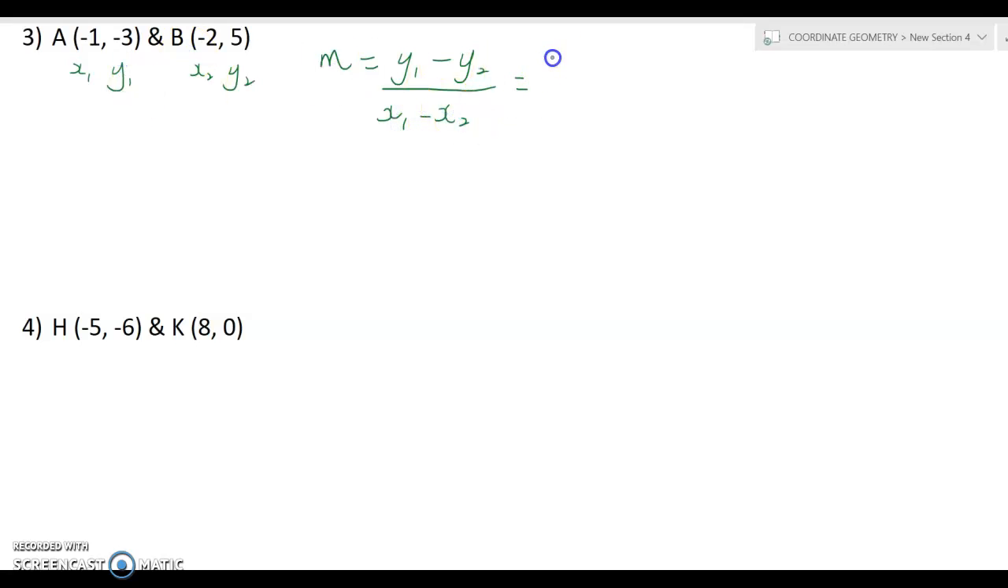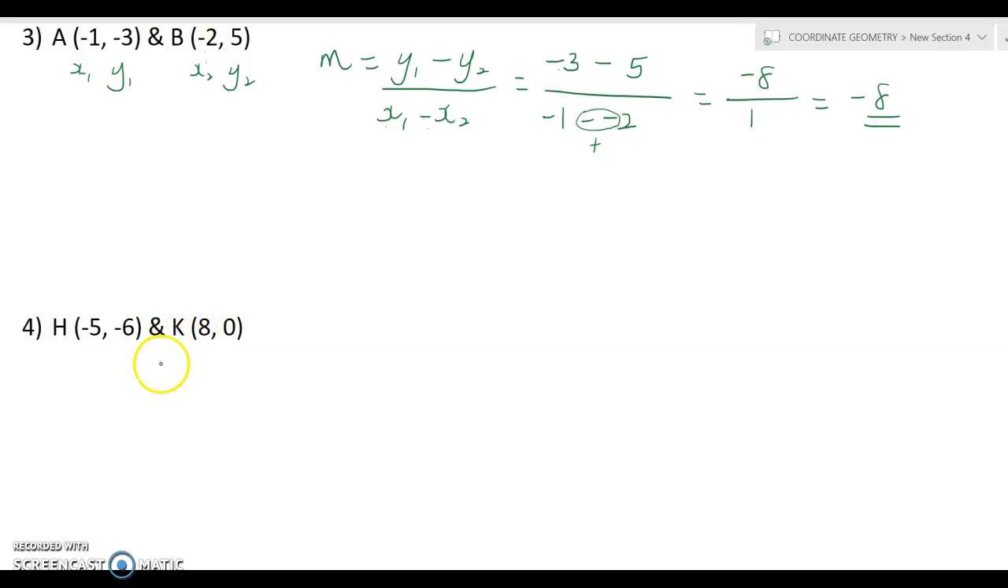So y1 is negative 3, take away our y2, which is 5. Right, so that was y1 take away y2, all over x1 take away x2. Our x1 is negative 1, take away negative 2. So we have a lot of negative signs here, right? So just be careful with it. So negative 3 take away 5 is negative 8. You can double check if you calculate if you need to. You can draw a number line if you need to. And remember, 2 negatives are positive. So this is really negative 1 plus 2, which is really positive 1. So our final answer will just be negative 8, right?